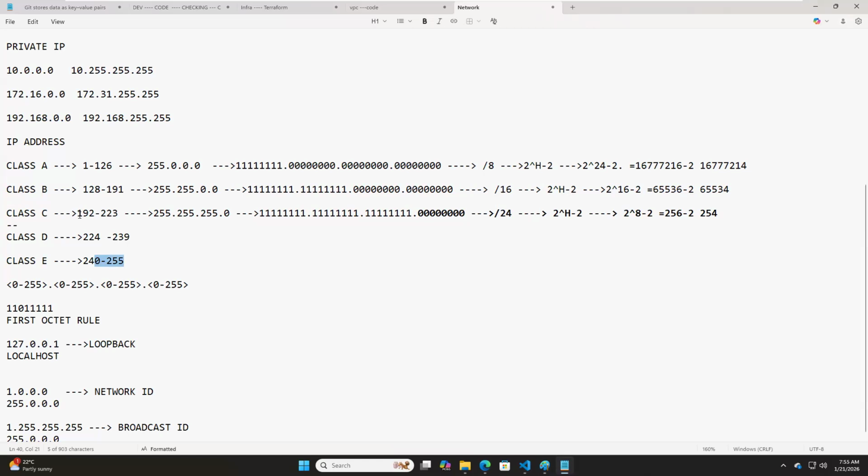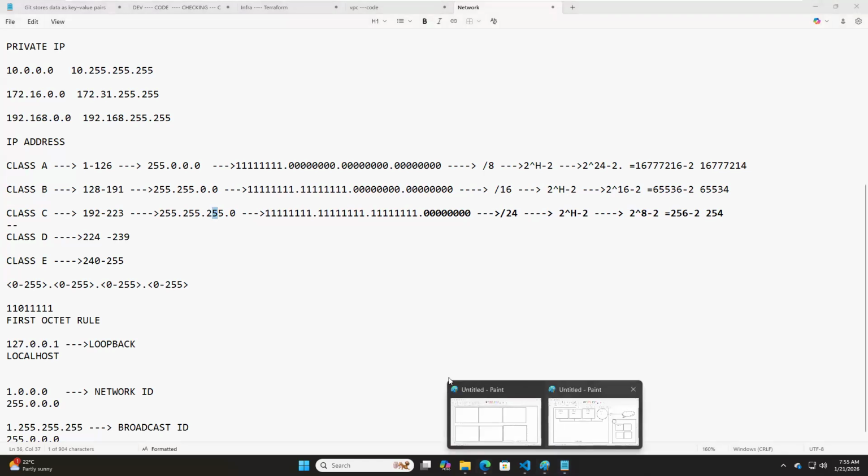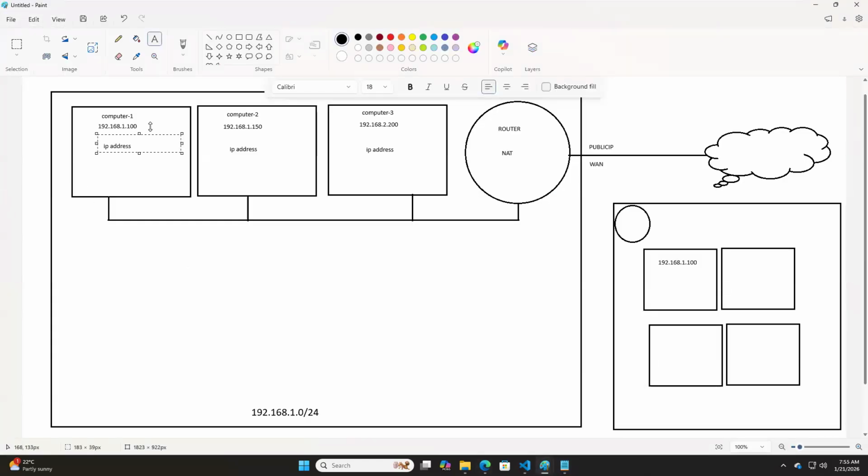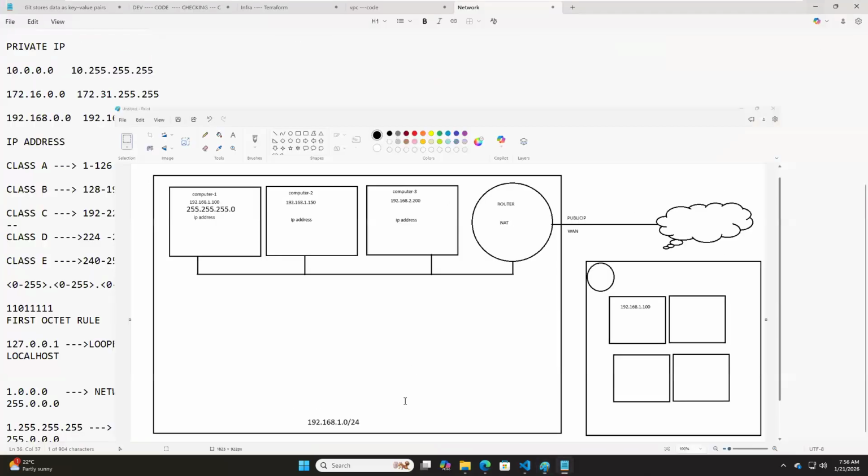So if you have any IP address in this range, and if you have the subnet mask in this range, then those are called classful IPs. For example, if you have a computer with 192.168.1.100 and the subnet mask 255.255.255.0, then this is called a classful IP. Why? Because the IP address belongs to class C, and the default subnet mask is also in the class C range.